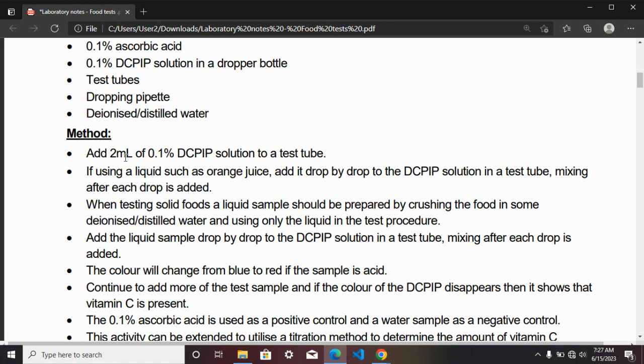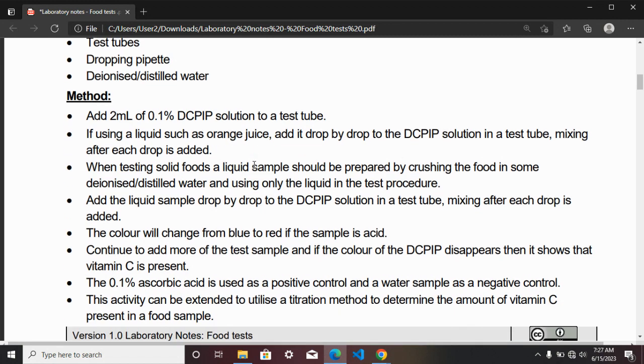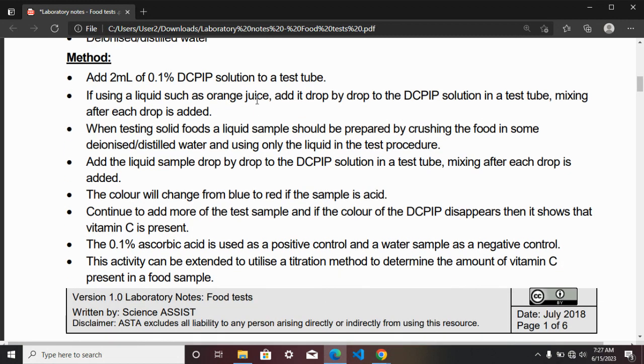So we will add 2 milliliters. Actually, these are 2 drops of the DCPIP solution to a test tube. If using a liquid such as orange juice, add it drop by drop to the DCPIP solution in a test tube, mixing after each drop is added.